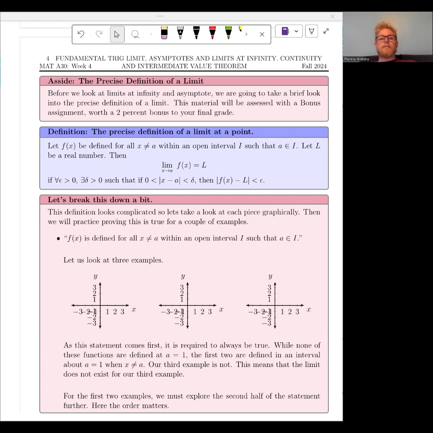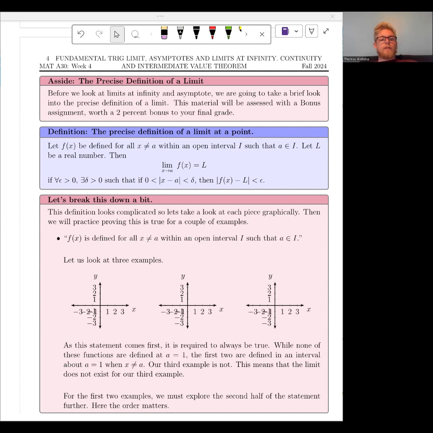First, let's discuss the precise definition of a limit at a point. So we let f of x be defined for all x not equal to a within an open interval I, such that a is in that open interval I, and let L be a real number. Then the limit as x approaches a of f of x equals L if for all epsilon greater than 0, there exists a delta greater than 0, such that if 0 is less than the absolute value of x minus a, which is less than delta, then the absolute value of f of x minus L is less than epsilon. Well, let's break this down a little bit, okay?